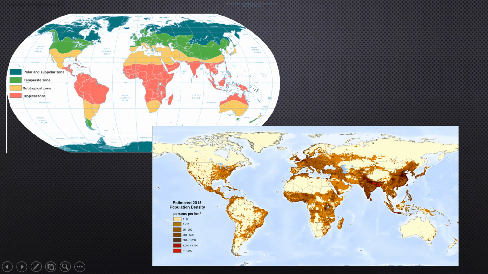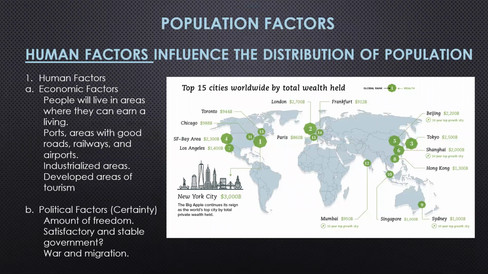Makes sense, right? You can compare this on your own here and take a look. All right. So the second set of population factors that determine the influence of the distribution of population are human factors. Human factors include economic factors, political factors, cultural factors, and historical factors. But let's look at two right now.